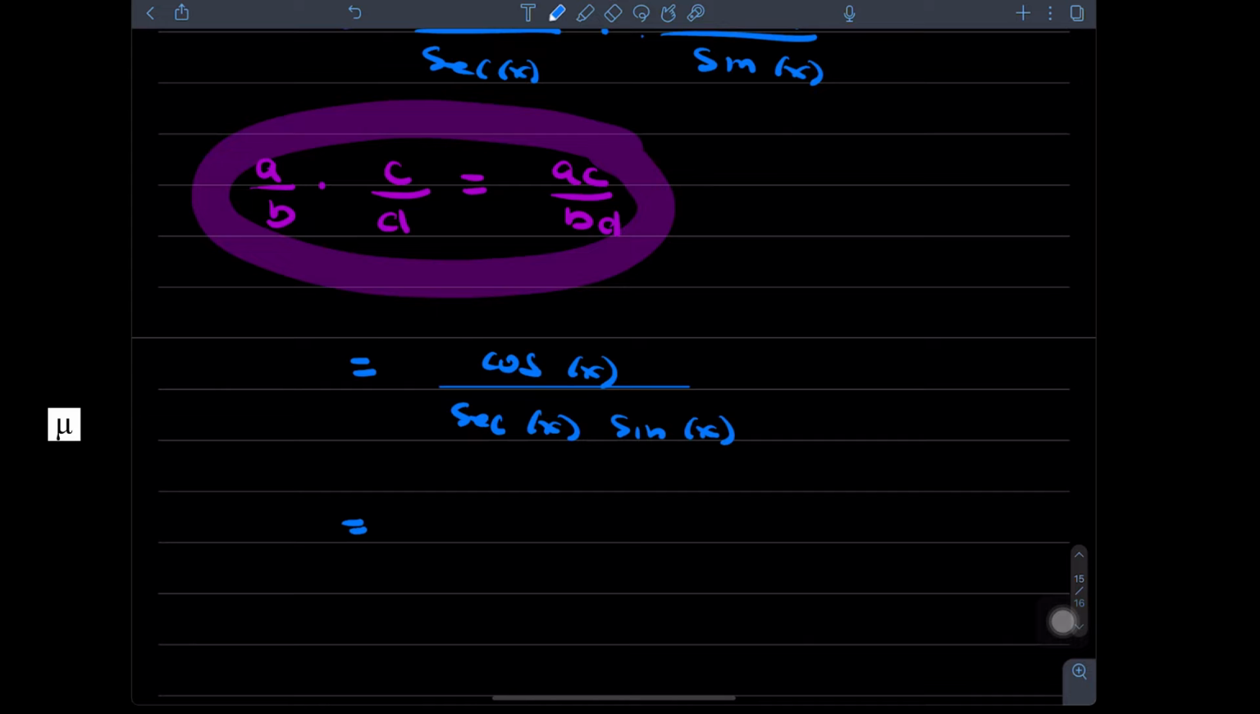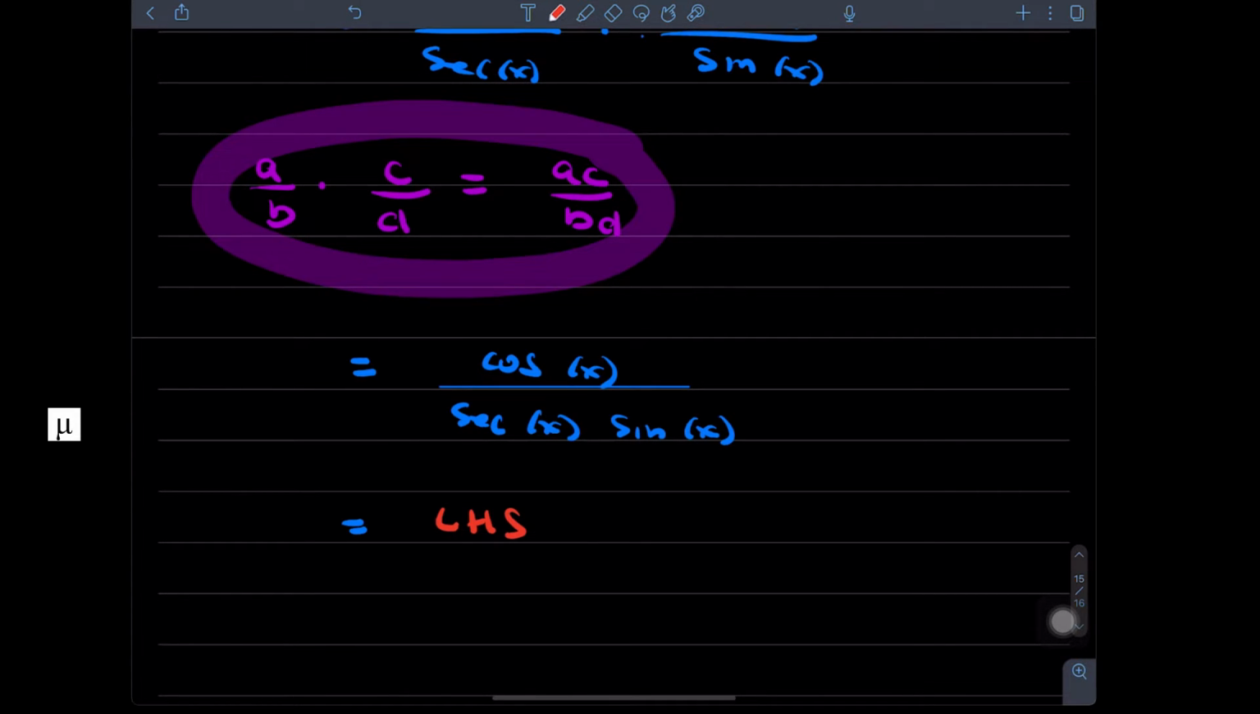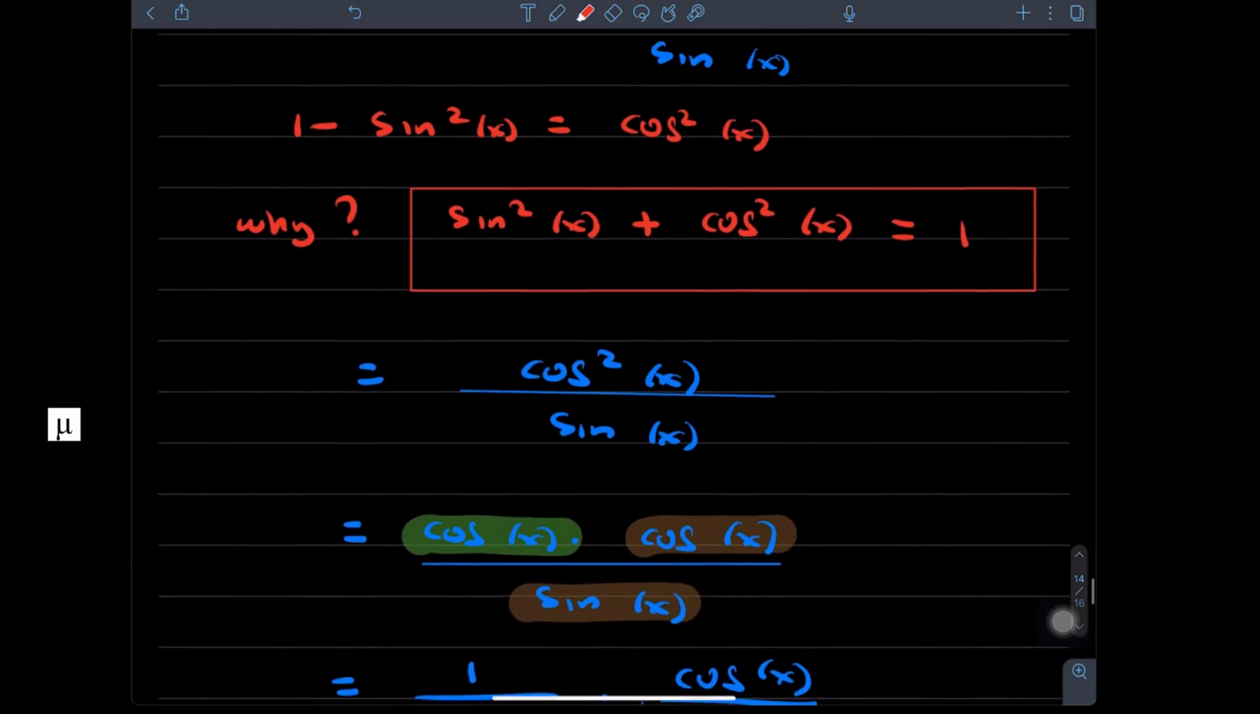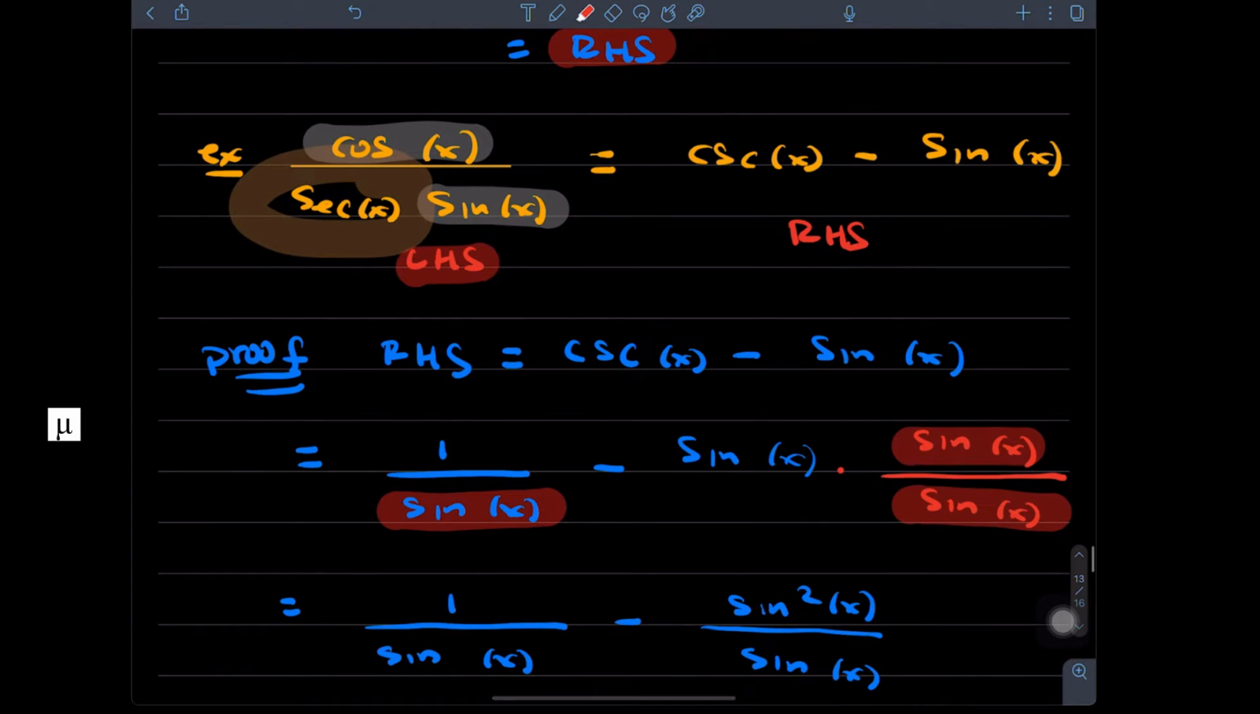And that is the what? Left-hand side. So in this case, you showed that the right-hand side is the same as the what? The left-hand side, right? This side. So it doesn't matter what side you start with.